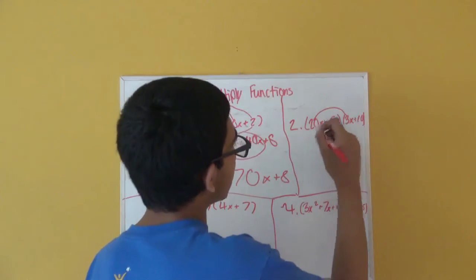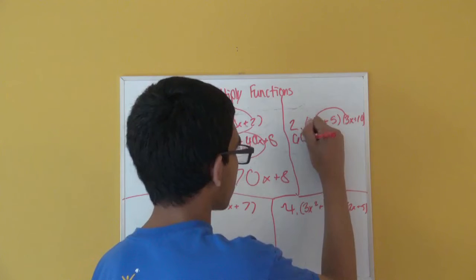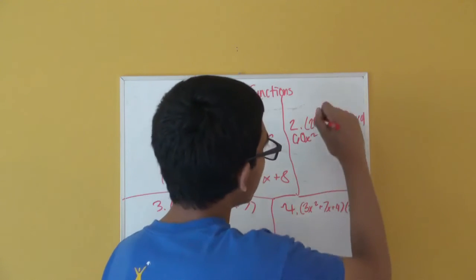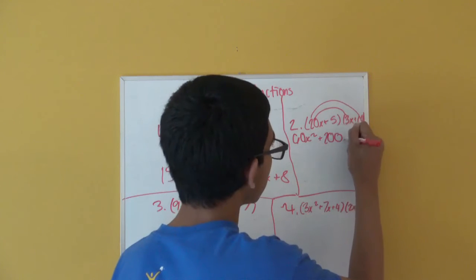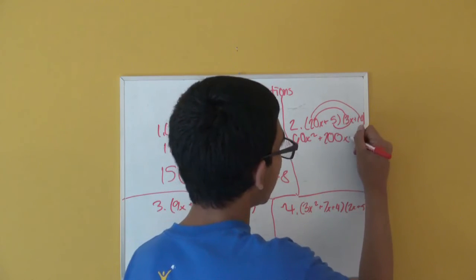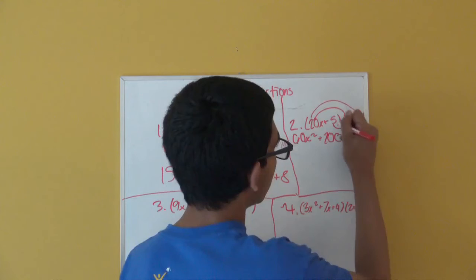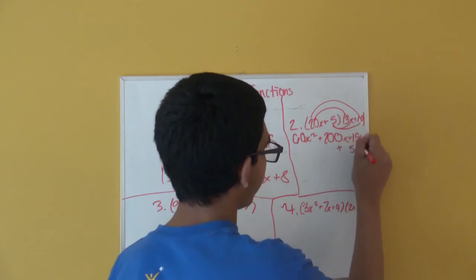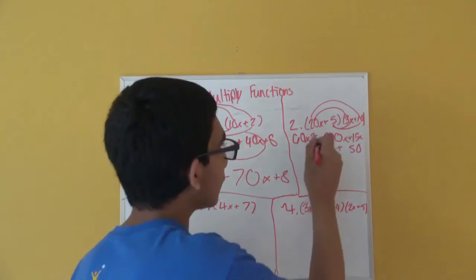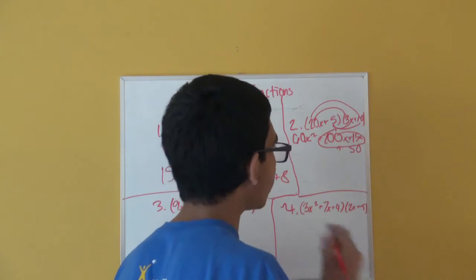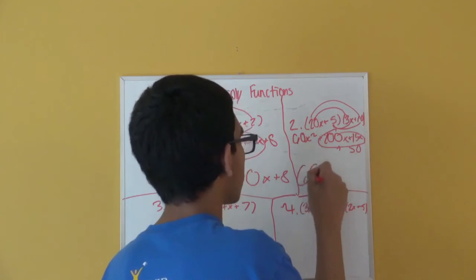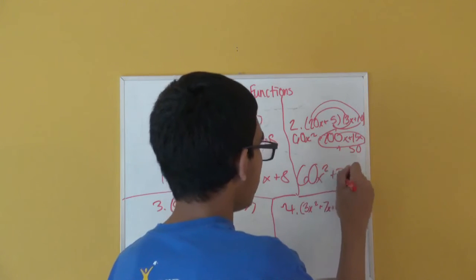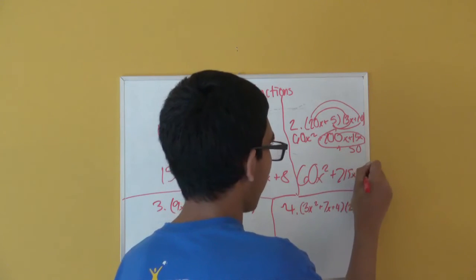So 20x times 3x is 60x squared. 20x times 10 is 200x. 5 times 3x is 15x. And 5 times 10 is 50. I just have to add the like terms. So 200x plus 15x is 215x. So my final answer is 60x squared plus 215x plus 50.